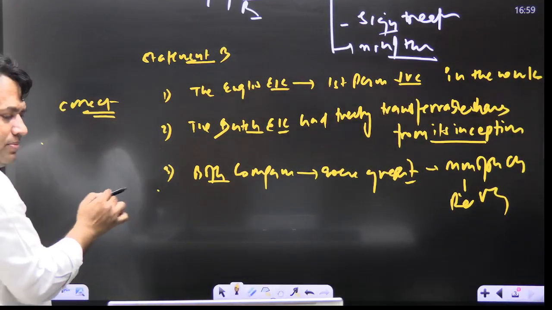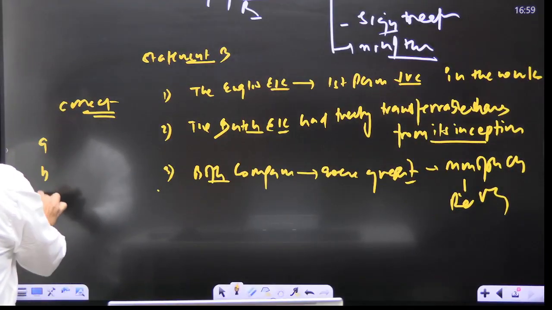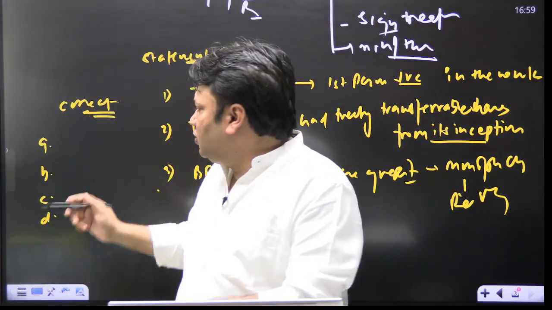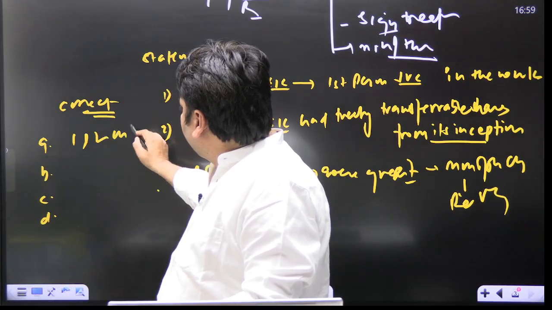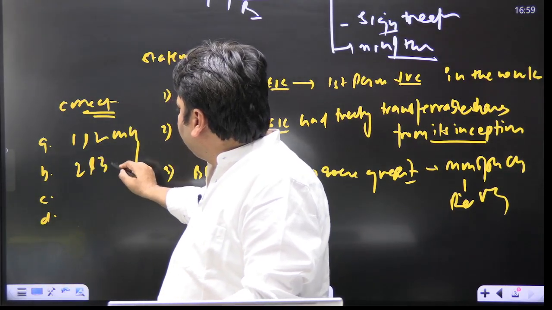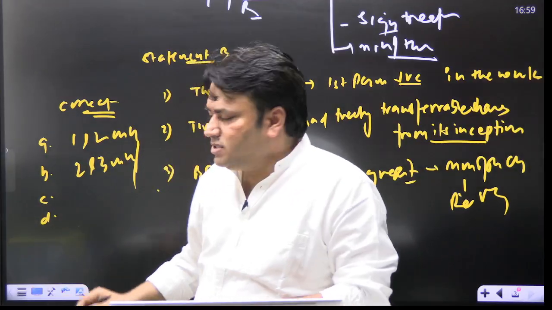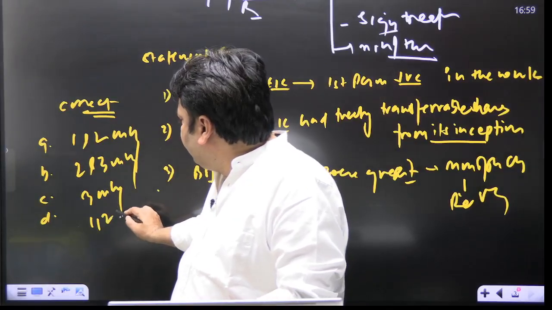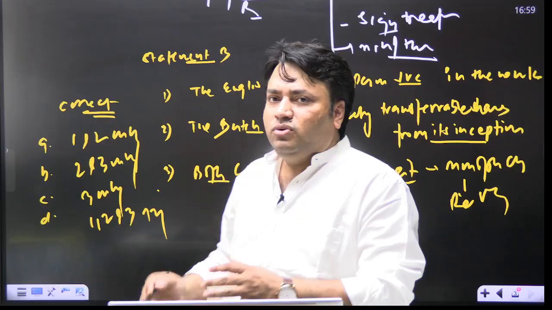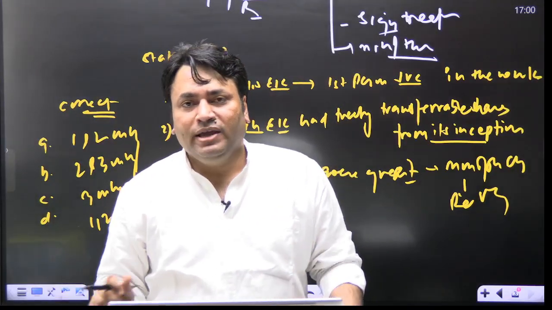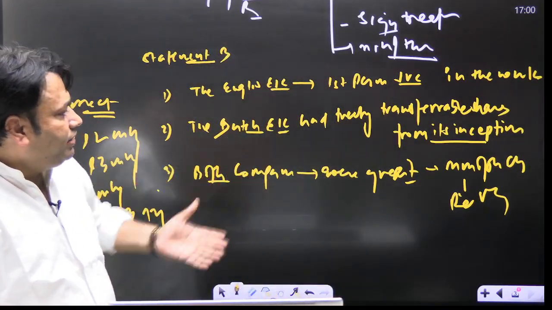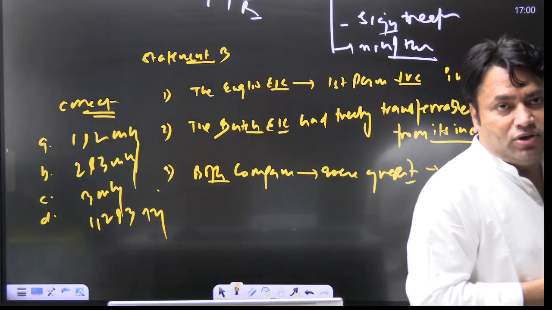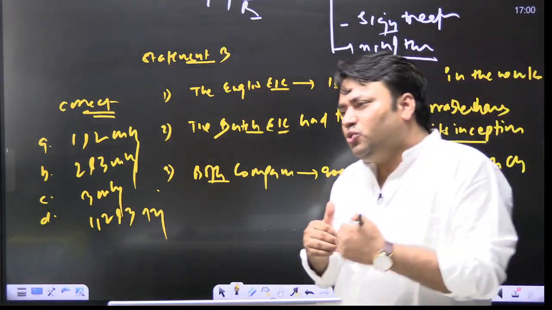Now suppose here I am giving you, okay, 4 options. The first option is 1 and 2 only. The second is 2 and 3 only. The third is 3 only, and the fourth is 1, 2 and 3 all. Now in this question, is there any fact? No, there is no any fact, but this question demands understanding of the concept. So UPSC used to frame such kind of questions.